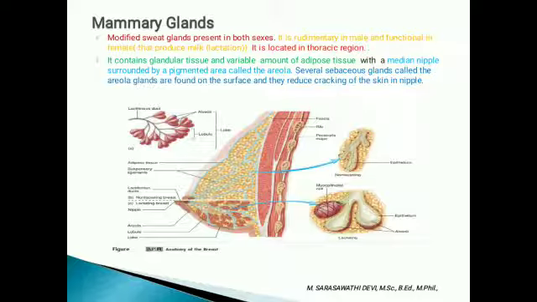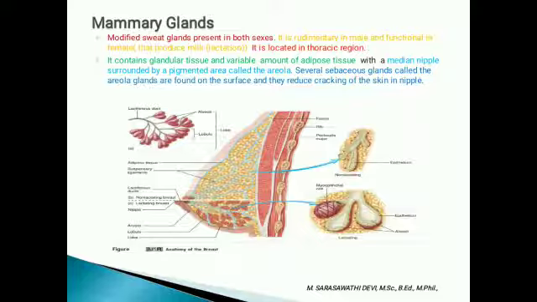Mammary glands. Modified sweat glands present in both sexes. They are rudimentary in the male and functional in the female, that means during the lactation period they produce milk in females. They are located in the thoracic region. They contain glandular tissue and a variable amount of adipose tissue, with a median nipple surrounded by a pigmented area called the areola. Several sebaceous glands called areolar glands are found on the surface of the nipple because they reduce cracking of the skin of the nipple.